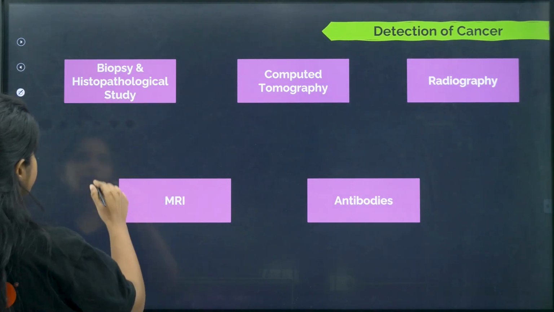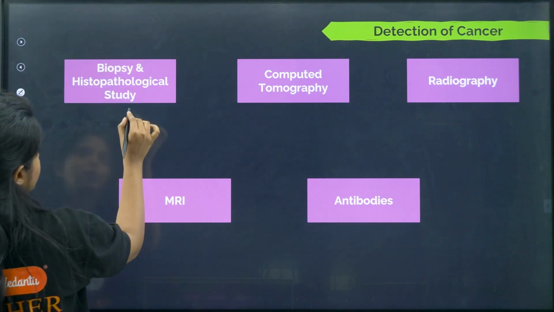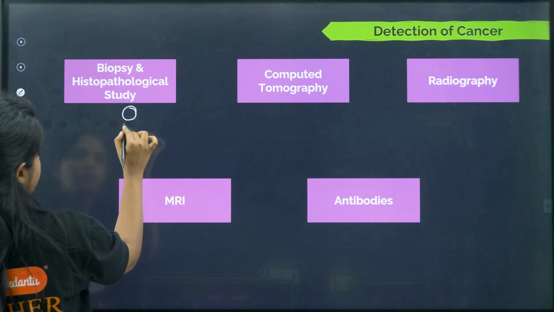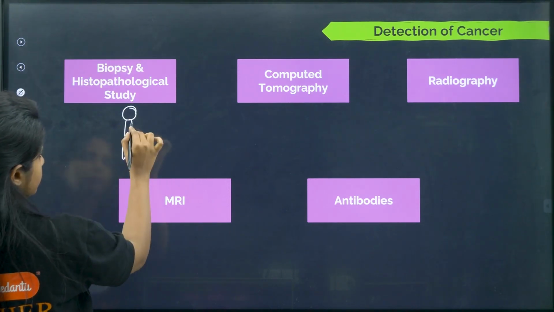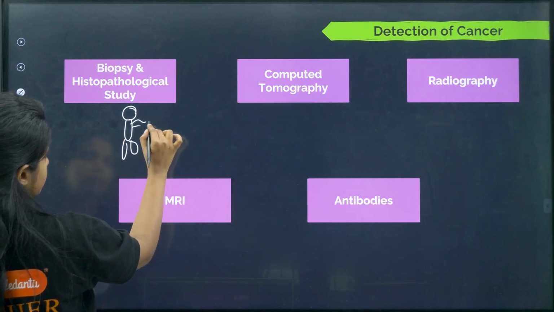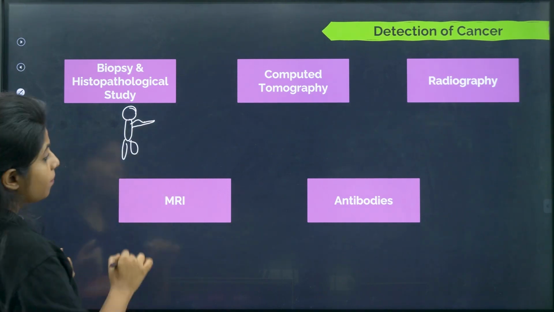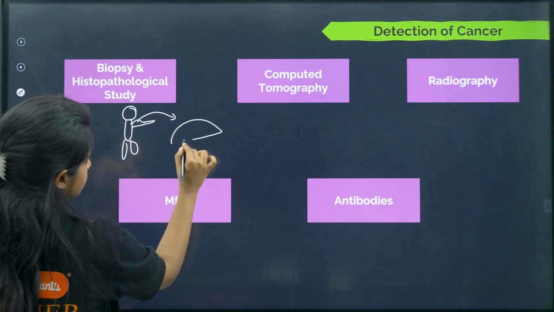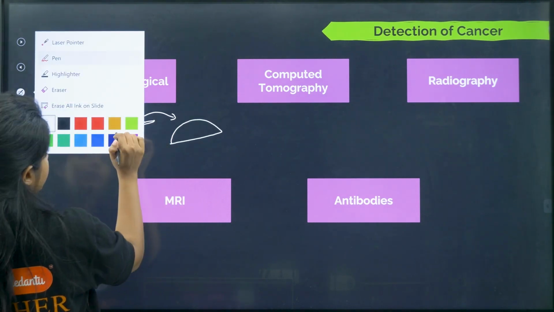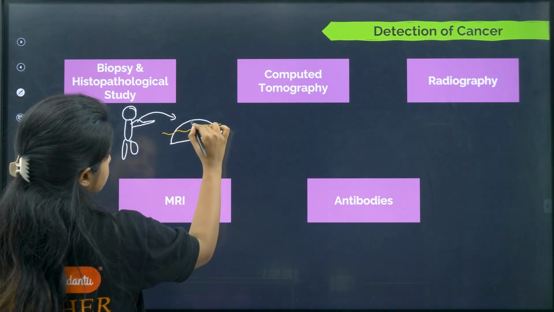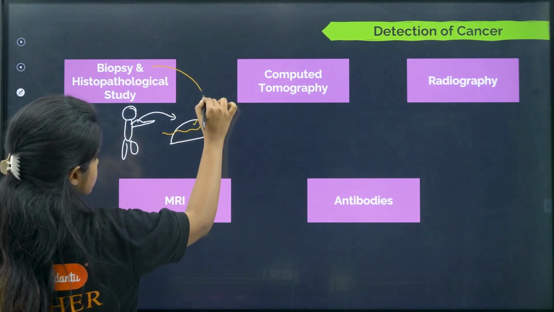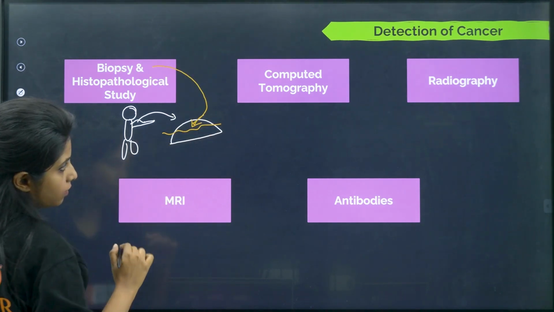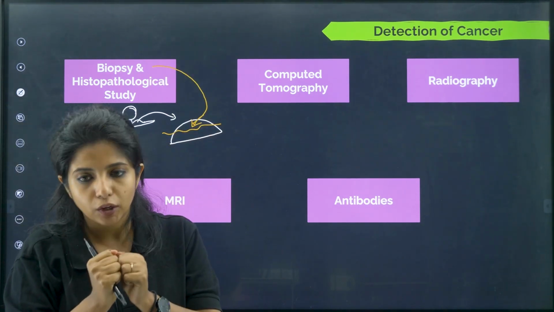I have explained it previously in some other things. Over here, suppose that person is having cancer, and there is a lump over here in the hand. So this lump is being taken, a part of it being cut. This part is used, right? This is known as biopsy. When I am cutting it and taking it out, this is known as biopsy.